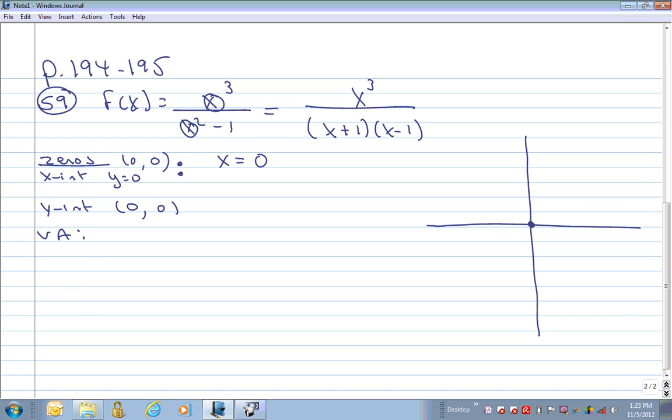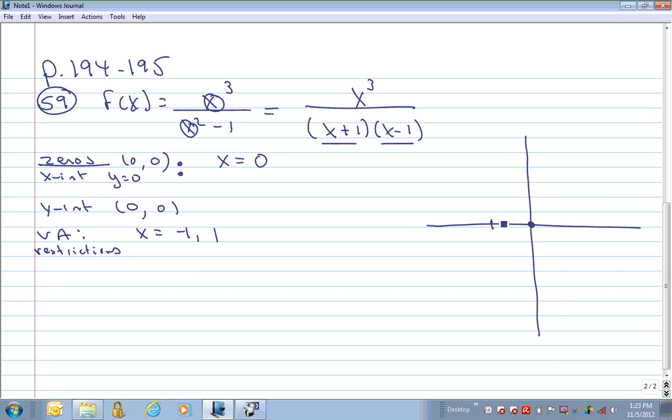Our vertical asymptotes are what make the denominator 0, or our restrictions. Whatever you would say x is not equal to, that is what x is equal to for a vertical asymptote. So in this case, x could not be negative 1 or 1, and therefore our vertical asymptotes would be x equals negative 1 and x equals 1. So let's go ahead and draw those in.